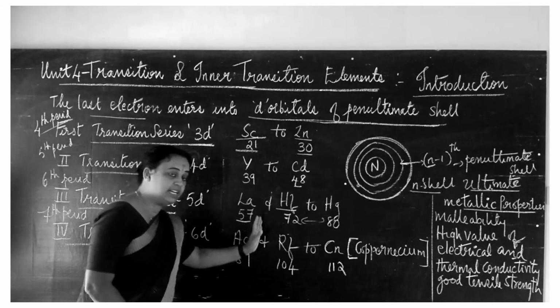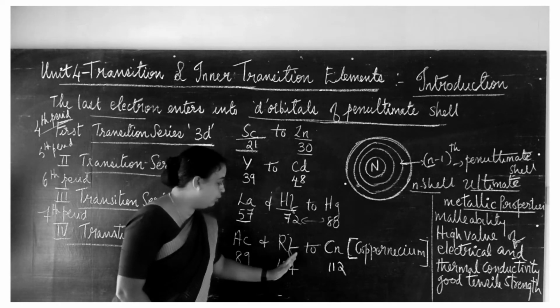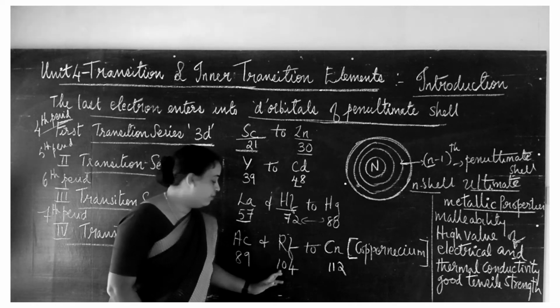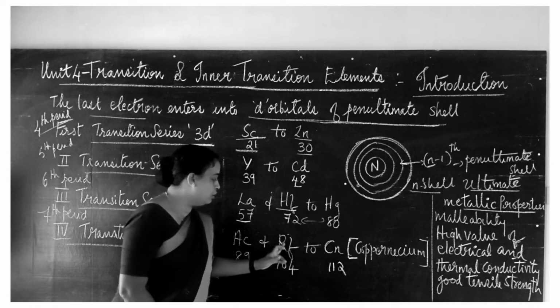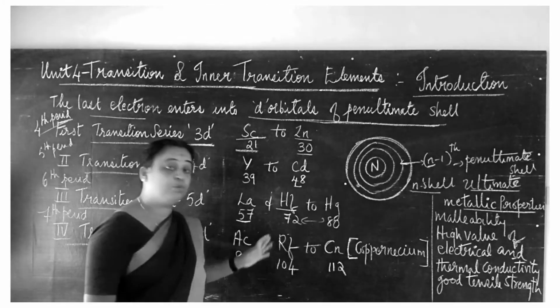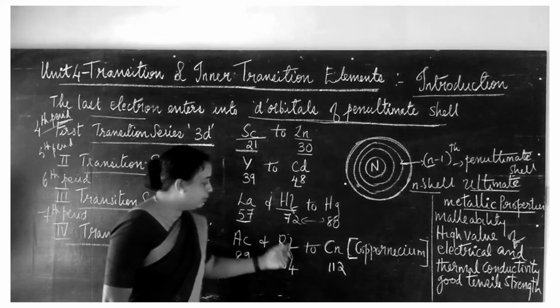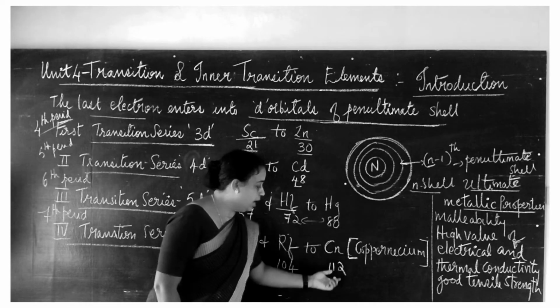After 89 there is a break, then it jumps to rutherfordium. Rutherfordium's atomic number is 104. Rutherfordium is also called kurchatovium, which is another name for it. So from rutherfordium to copernicium, 112.